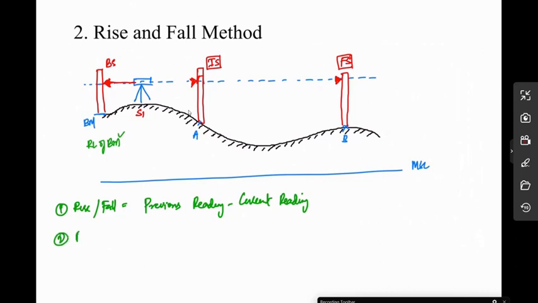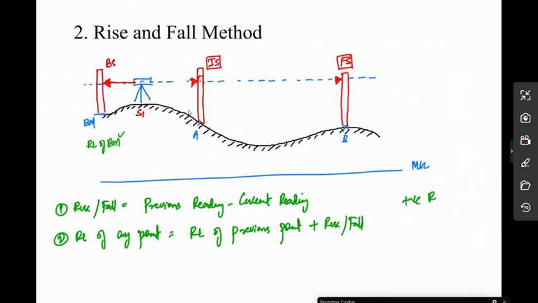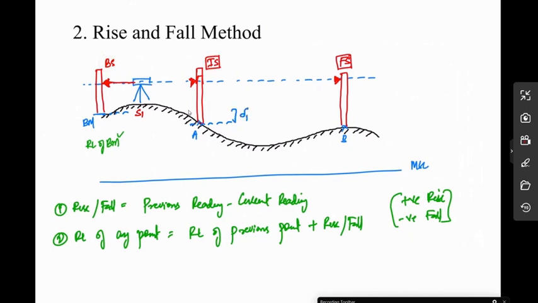And RL of any point is equal to the RL of the previous point plus rise or fall; if it is positive, that will be a rise, and if it is negative, it will be a fall. I'm having a point like this. I want to find the reduced level of A, then the previous reading is the backsight reading and the intermediate sight reading. So the difference of these two will be actually this delta 1. You could see the profile of this. So definitely this will be negative, which means this is a fall.